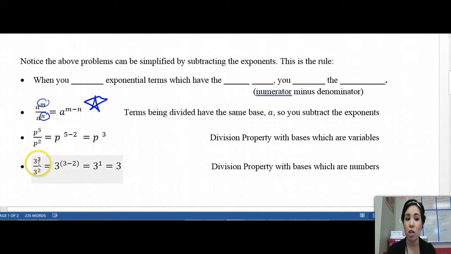Now let's apply it here. Remember, it could be variables as bases or numbers as bases. Here we have 3, so that's 3 to the 3 minus 2, which is 3 to the 1, which is just 3.